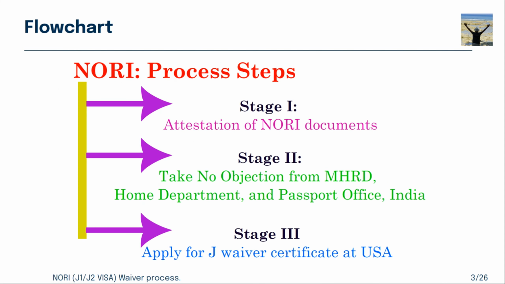This will be your flow chart for NORI. We call it the No Objection Certificate issuance, and in the USA it's called the waiver certificate. The first stage is the attestation of your NORI documents. Since you are in the USA, you'll first have to get all documents attested from your nearby embassy. Then after finishing stage one, you go for stage two, and after getting clear from stage two, you get into stage three and apply for the final approval from the USCIS, right?